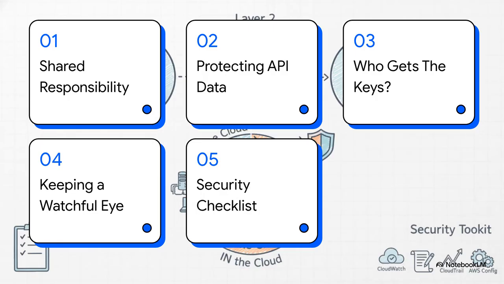And to really unpack that, here's how we're going to do it. First, we'll cover the one concept you have to understand for all AWS security. Then, we're going to build up our defenses in 3 layers. First, protecting the data itself. Second, deciding who gets access. And finally, keeping an eye on everything. And we'll wrap it all up with a checklist you can actually use.